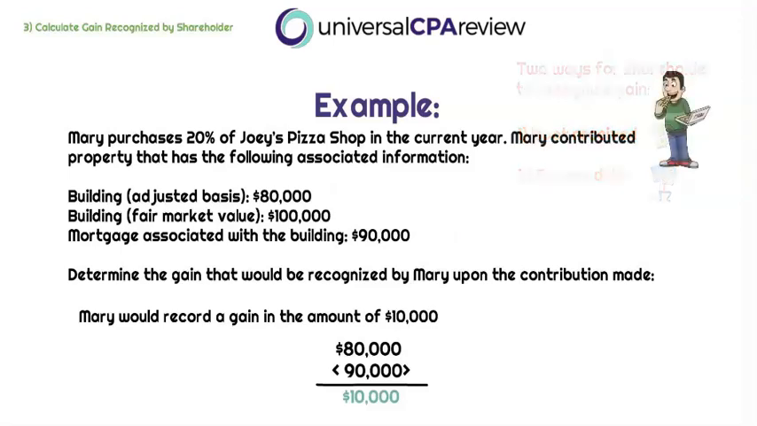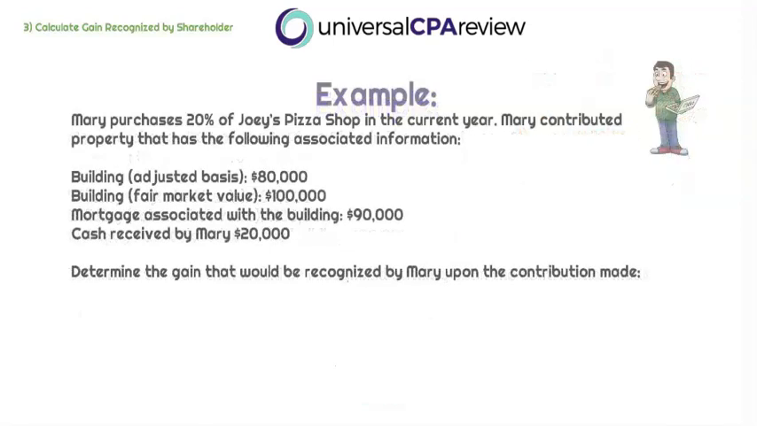All right, so let's add a little bit of fuel to the fire. Let's start cooking with gas. We're going to make this a little bit more complicated now. In this situation, 20% is the amount being acquired by Mary. So she's still contributing that building. Basis $80,000, fair market value $100,000, mortgage associated with it $90,000. She also received cash in the amount of $20,000. The question wants to know what's the gain that she's going to recognize now.